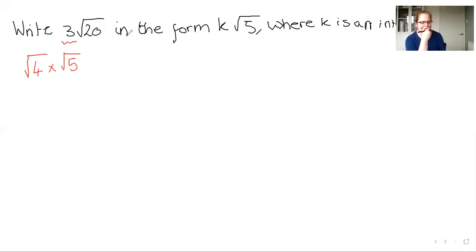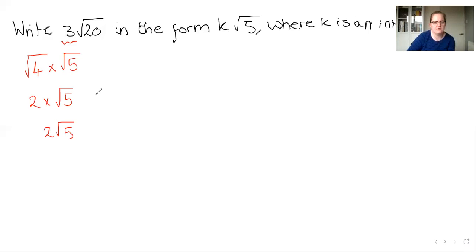So we've got these two roots together. How do I make it smaller? The square root of 4 is 2. 2 multiplied by root 5, obviously, we would get 2 root 5.